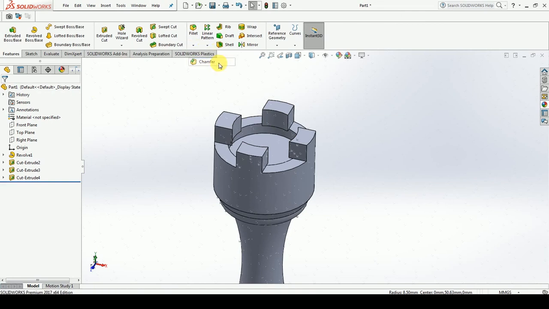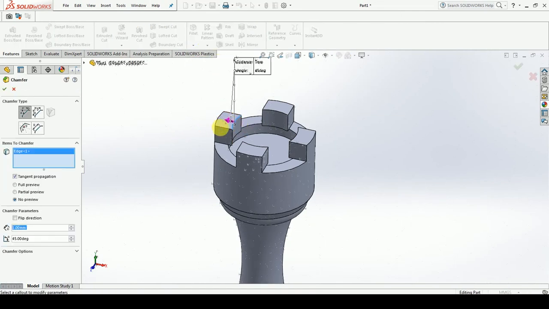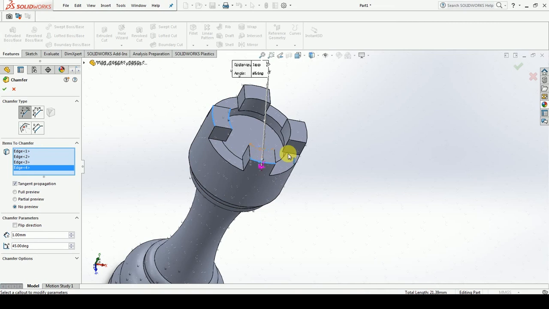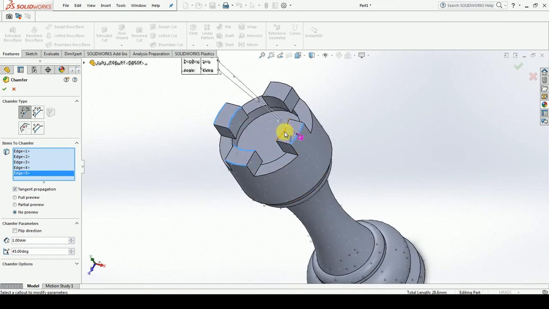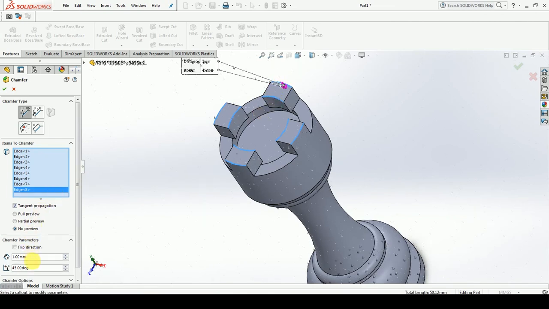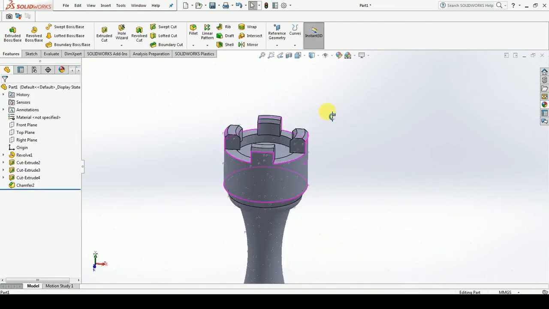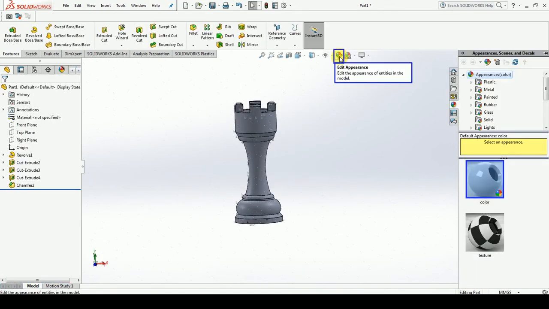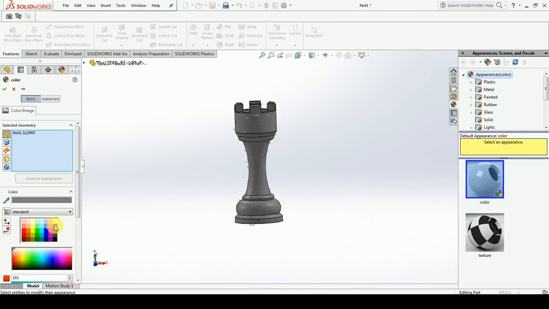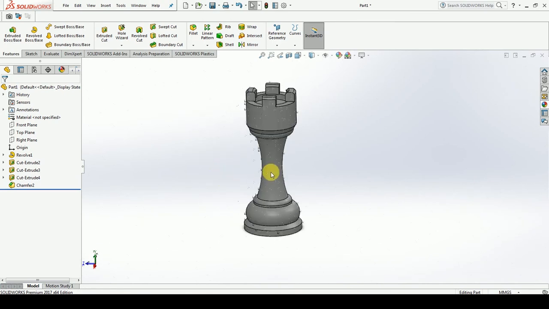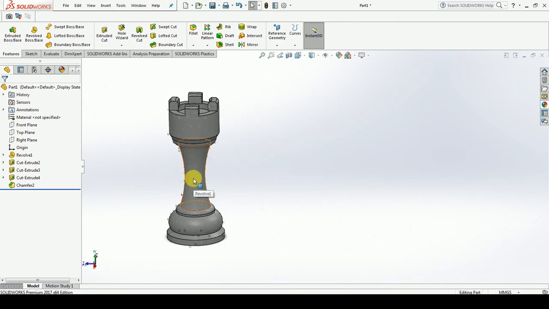Select Chamfer and then select these edges. And select the dimension as 1 millimeter. Then OK. We have completed our design. For the color of this object, select Edit Appearance and then select OK. So finally we have drawn the chess piece rook in this design.